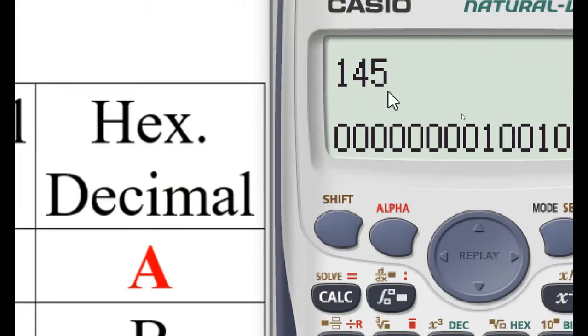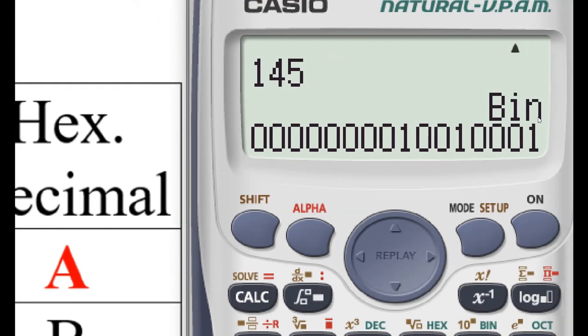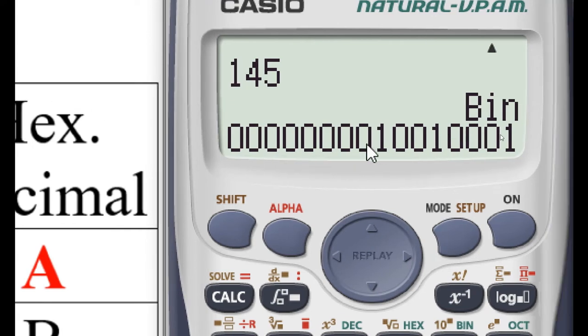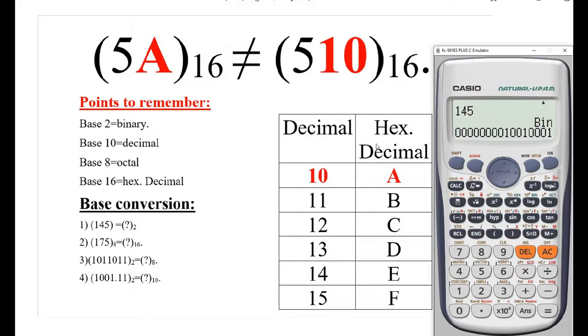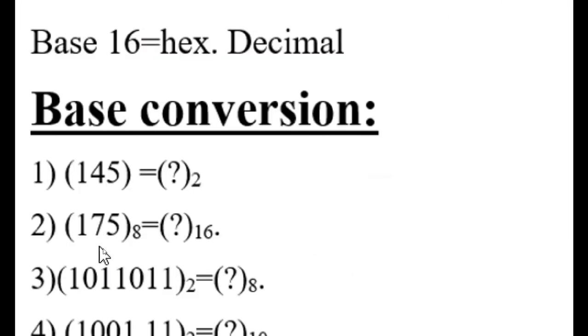Here this number 145, which was stored as a decimal, is now converted into the binary. We have to neglect all the zeros in front. So the binary equivalent of 145 is 100100001. Like this, we can easily convert the number from the octal number into the hexadecimal.